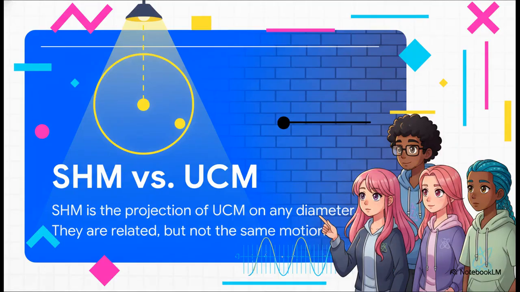So here's the solution, and it's all about visualization. Just remember this, SHM is the projection of UCM onto a diameter. So picture a particle going around in a circle at a steady speed. Now imagine a flashlight shining on it from the side. The shadow it casts on the wall, that shadow moving back and forth, that is doing SHM. Once you get that picture in your head, the relationship becomes crystal clear.